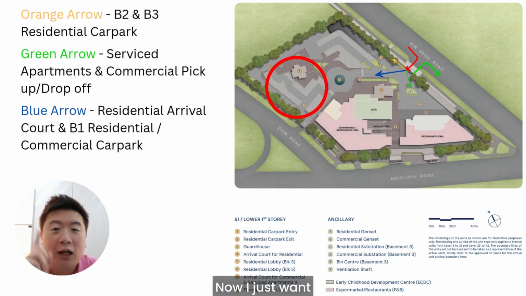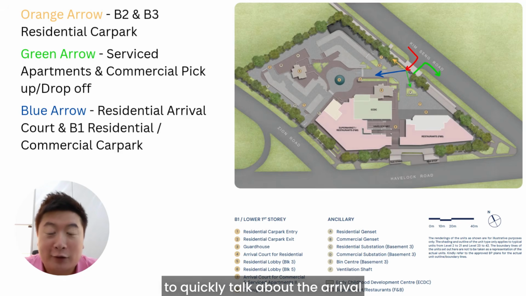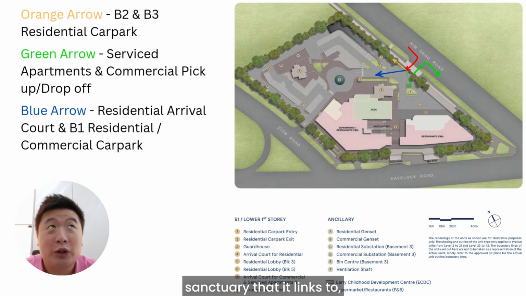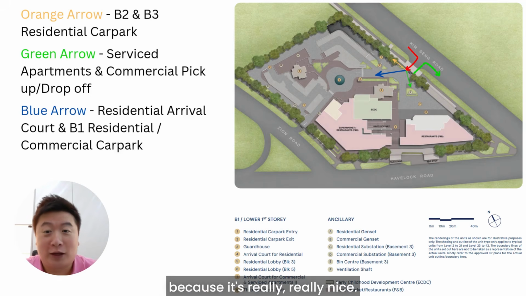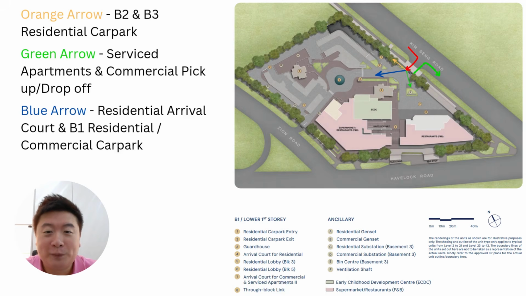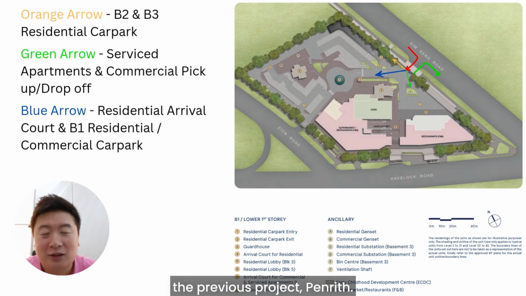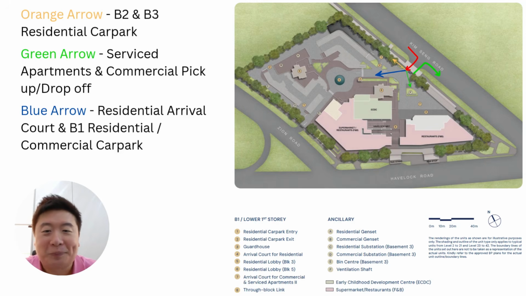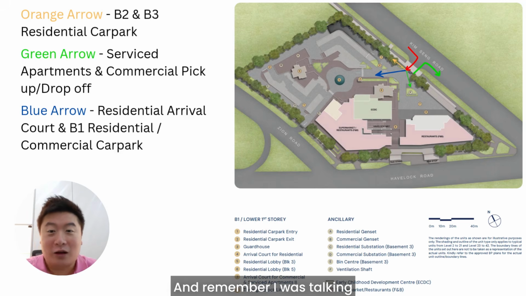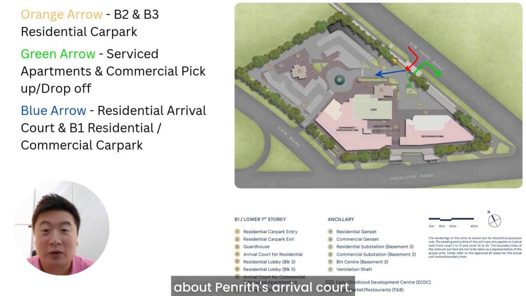Okay, now I just want to quickly talk about the arrival court as well as the arrival sanctuary that it links to. It's really, really nice. It's really, really beautiful. It's worlds apart from the previous project, Penrith. And remember, I was talking about how disappointed I was about Henry's arrival card. Huge difference to Zyon Grand. And I'll show you guys now.